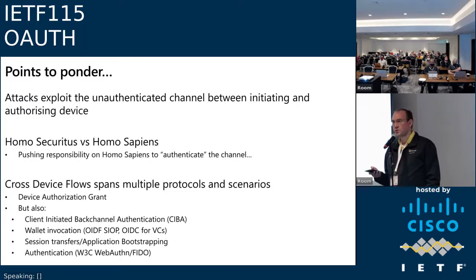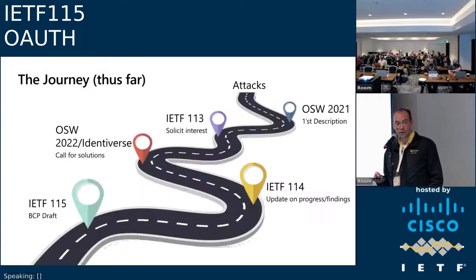I think the other thing that's come out as I started looking at this is that this is not just device authorization grant or device code flow, which was the first place we started seeing these attacks. As we dug in, there are plenty of other cross-device flows. And so the question is also, how do we take some of this learning and apply it to those other protocols, and are some of these other protocols actually better replacements?